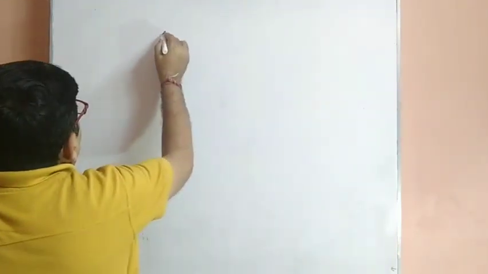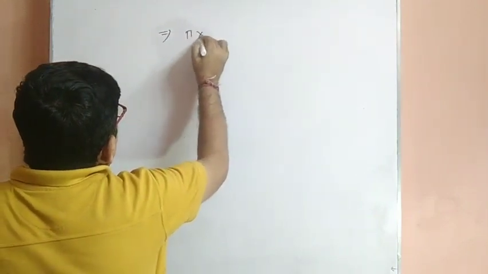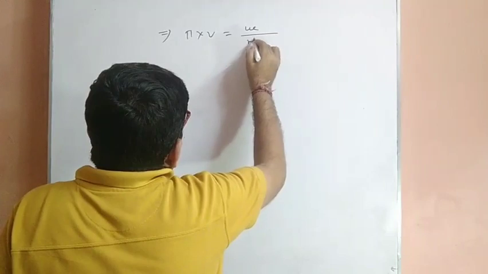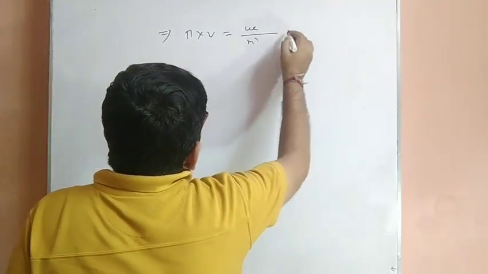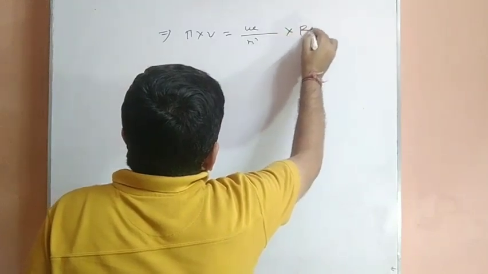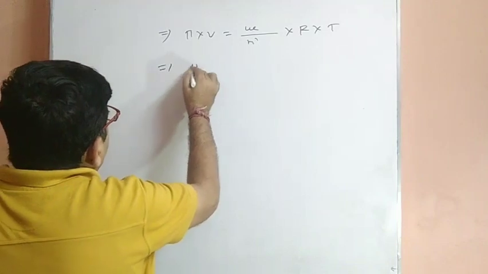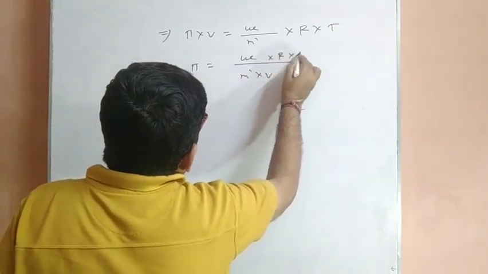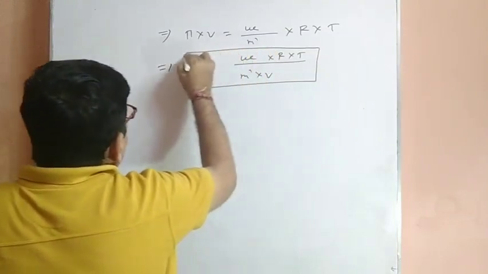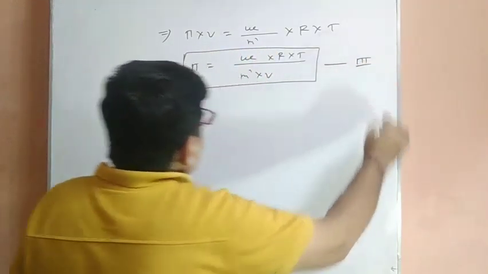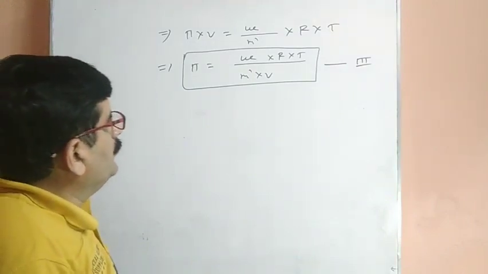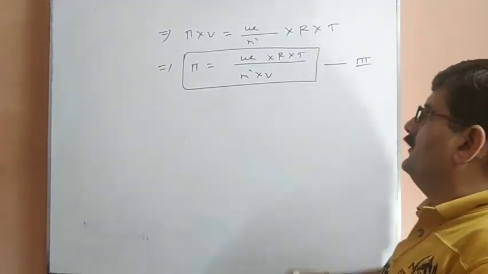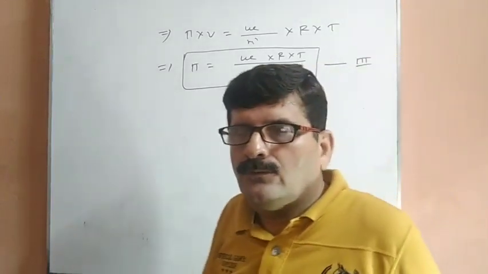From equation first, again we can rewrite pi V is equal to W by m dash into R into T. Pi is equal to W by m dash into V into R into T. This is equation number 3. From equation 3, it is clear if all terms on the right side are given except m dash. What is m dash? Molecular mass of solute.